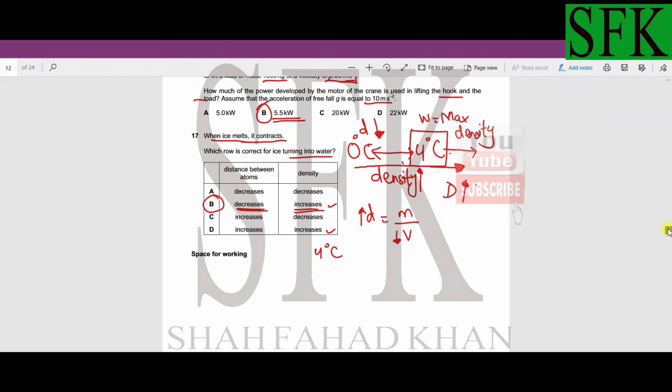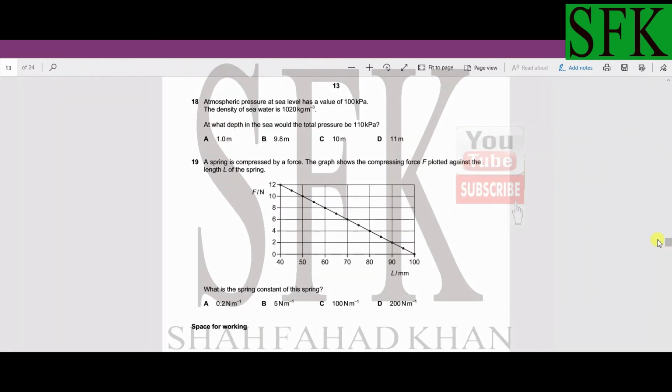Now moving on to 18. Atmospheric pressure at sea level has a value of this much. The density of seawater is this much. At what depth in the sea would the total pressure be 110 kilopascals? All right, so assume that this is our sea level. They told us that at sea level, atmospheric pressure is 100 kilopascals, and the density of water is given. Now they're asking at what depth within the liquid will the total pressure be this much.